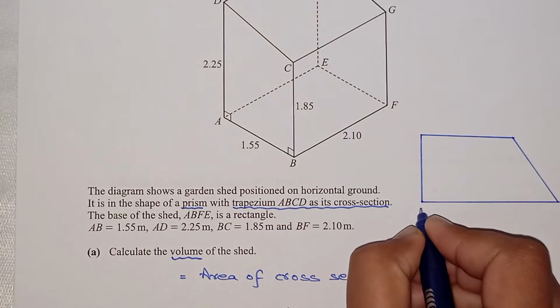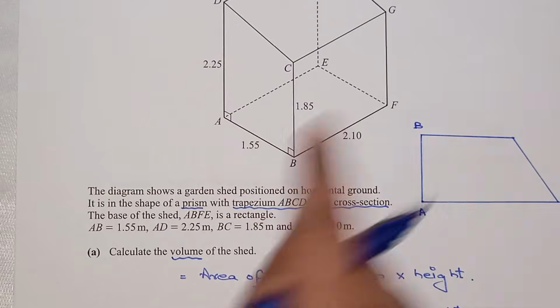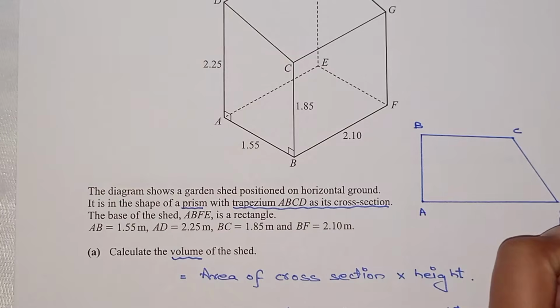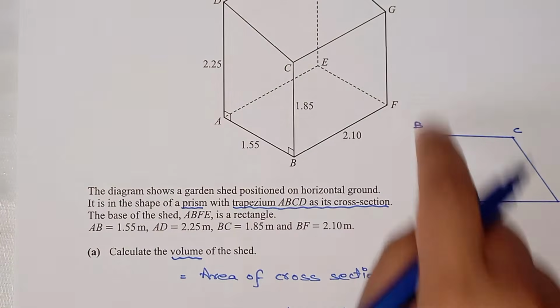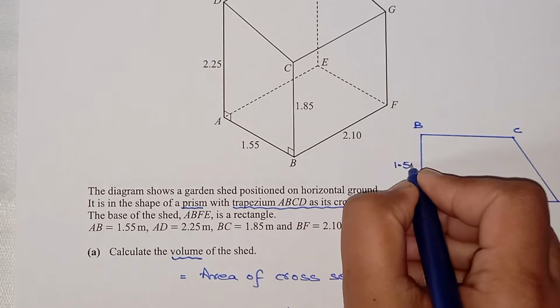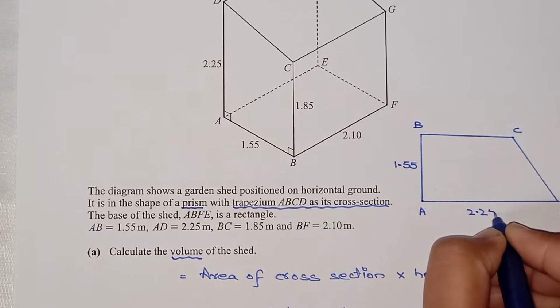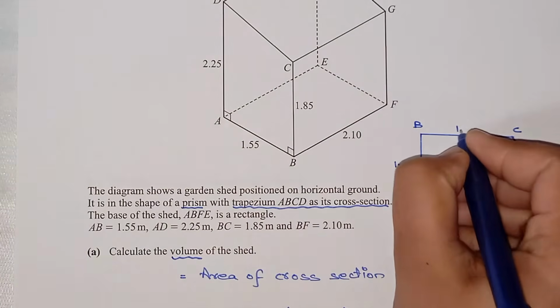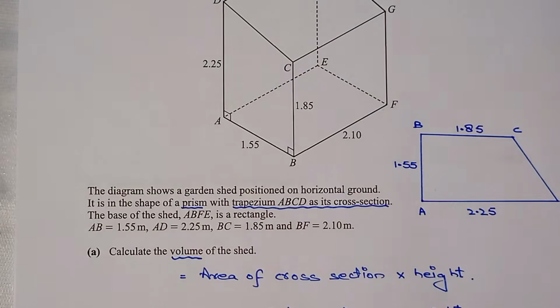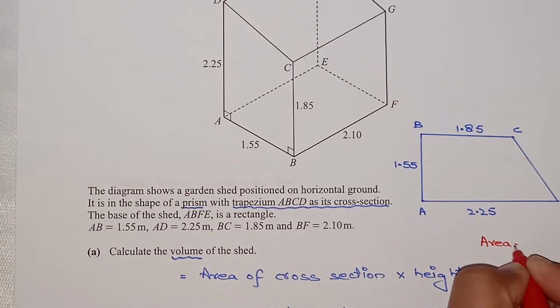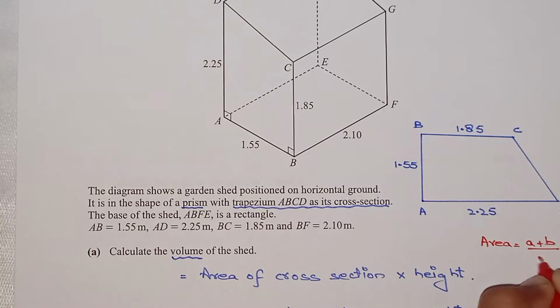A and B are the two right angles, and we have C and D, right? AB is 1.55, AD is 2.25, and BC is 1.85. The formula for the area of a trapezium is equal to a plus b, divided by 2, times height.